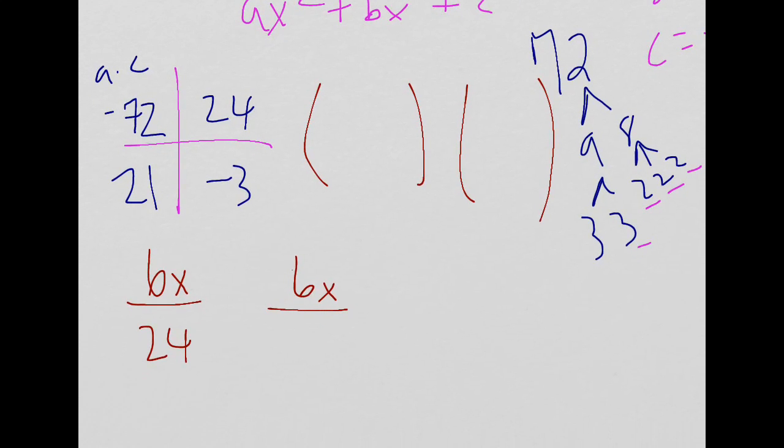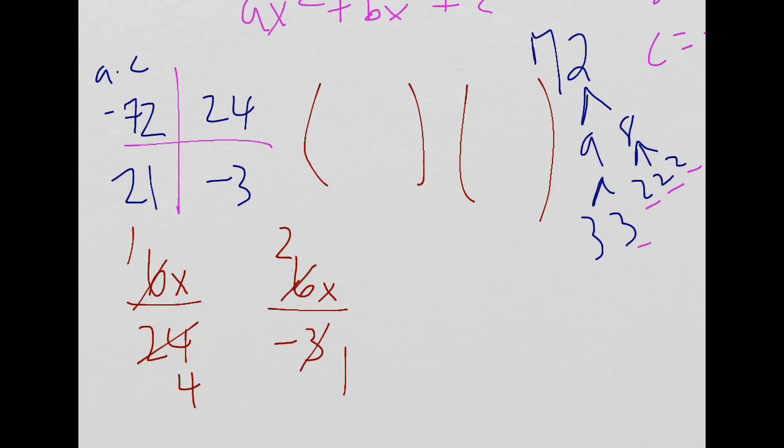Alright, so we're going to simplify 6 over 24 and 6 over negative 3. 6 goes into 24 4 times. 6 goes into 6 1 time. So I'm simplifying 6 over 24. And then I'm simplifying 6 over negative 3, which is that.